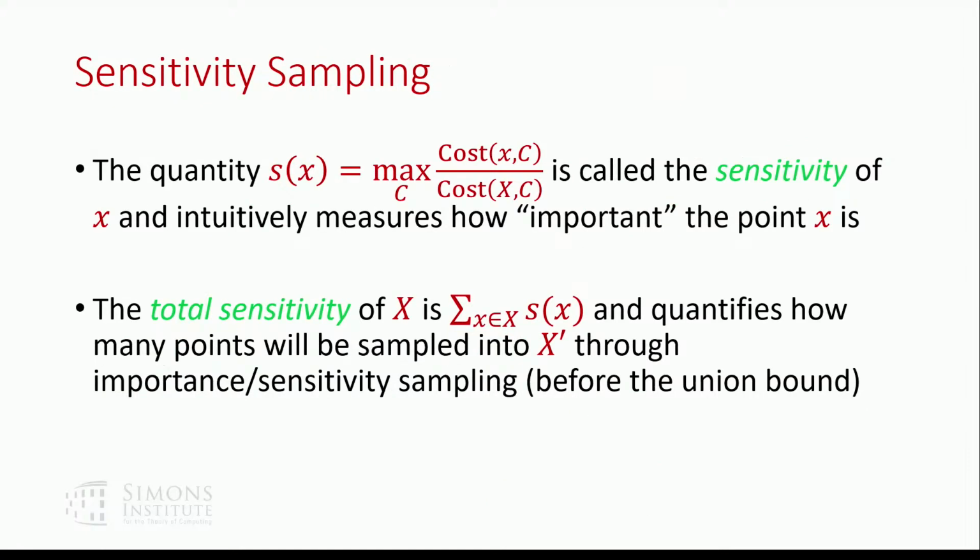OK, so again, this is the sensitivity of the point X. And if we take the sum of these values over all the points in the data set, that gives us a notion of how many points we expect to sample overall, because we're sampling each point with probability proportional to its sensitivity. So the expected number of total points is roughly the total sensitivity. This quantity gives us intuition on how many points will be sampled into the set X prime.